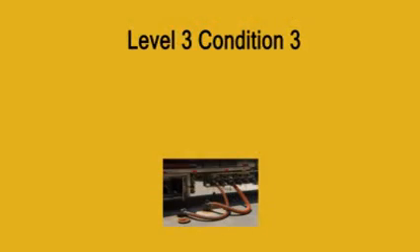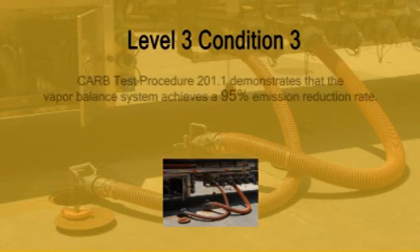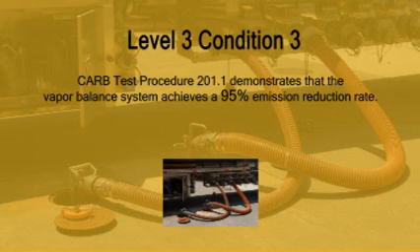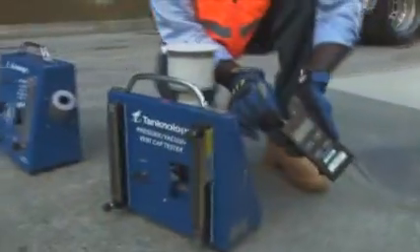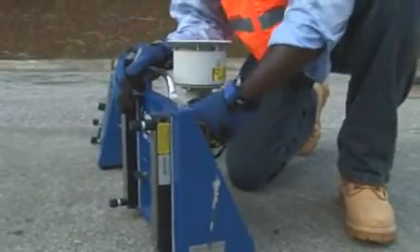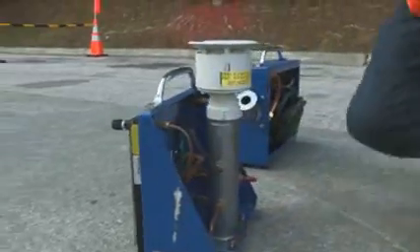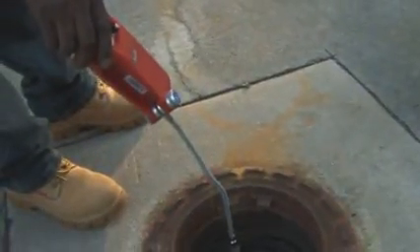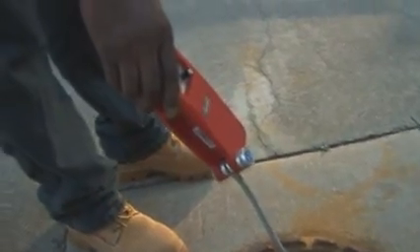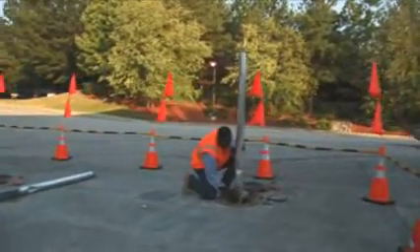If you choose Level 3 Condition 3, then you are required to perform 3 performance tests. The first test, CARB Test Procedure 201.1, demonstrates that the vapor balance system being used actually achieves a 95% emission reduction rate. The second and third tests are the 2 mentioned earlier. The CARB Test Procedure 201.1E for leak rate and cracking pressure on the PV vent valves, and the CARB Test Procedure 201.3, which tests static pressure on the tank. All tests must be performed initially and every 3 years thereafter.